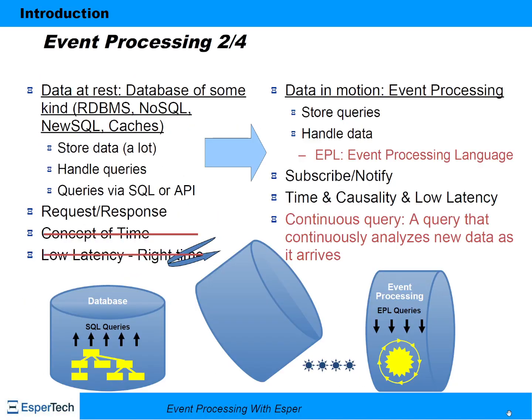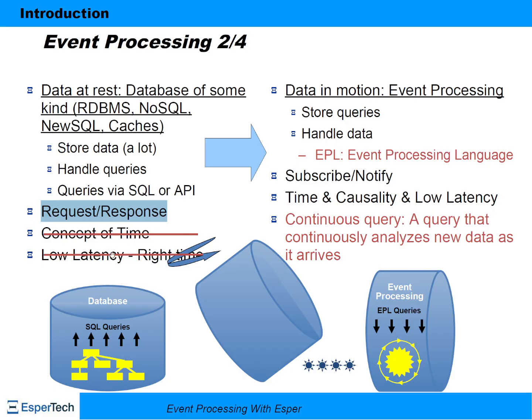Event processing is a fundamental change. It changes the practice from analyzing data at rest to analyzing data in motion. Data at rest lives in a database of some kind. Applications have to store the data in the database before it can be queried. Applications often store a lot of data in a database. Applications generally query the database using SQL or an application call in a request and response. But databases are often not suitable for time-based analysis. Also, databases don't allow write-time low-latency analysis.